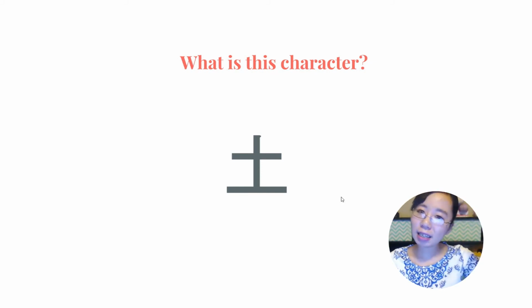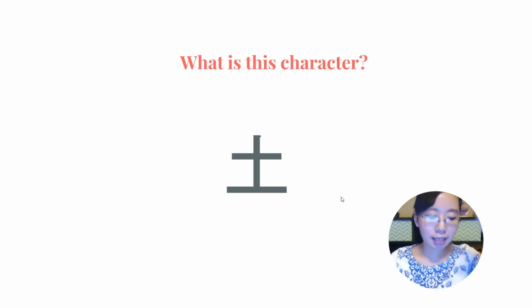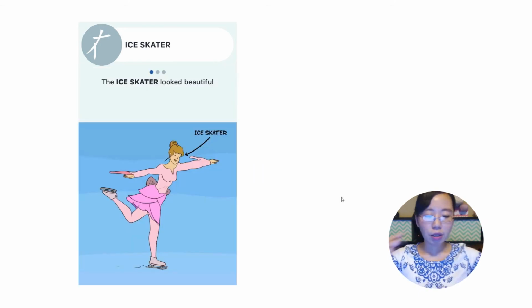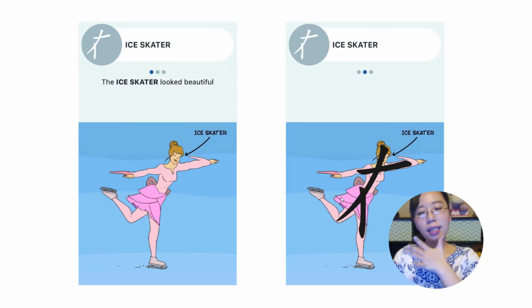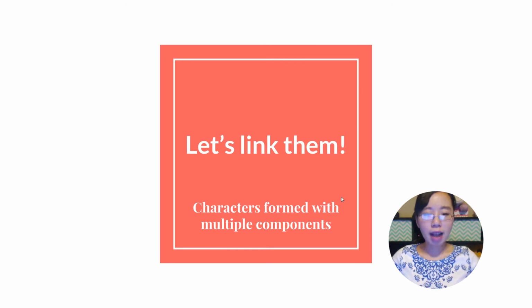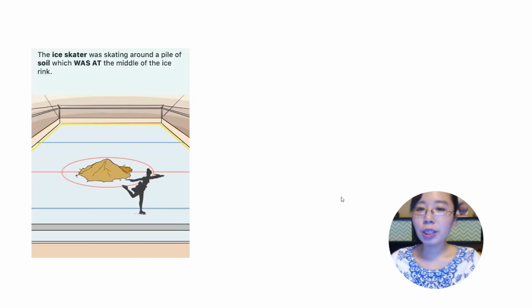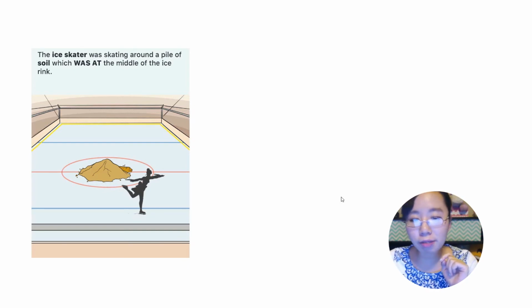Now let's go ahead and take a look at the radical that is on the left side of that new character that we need to learn. And this one means something related to ice skater. So if we look at this, you can see the picture of an ice skater, right? And then the second slide shows the image with the character embedded. So now let's go ahead and link them. The picture on the left says, the ice skater was skating around a pile of soil, which was at the middle of the ice rink.